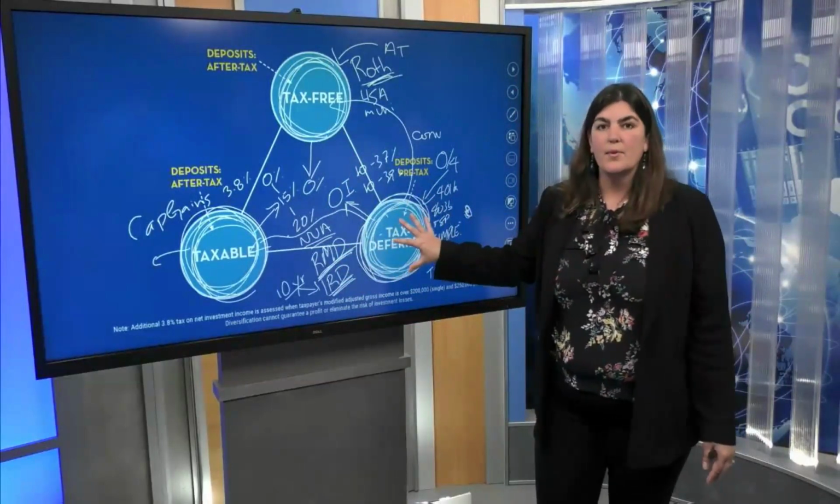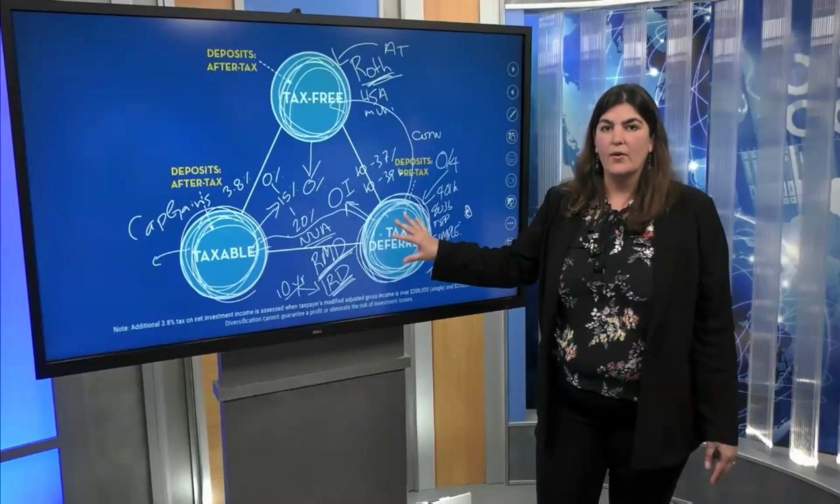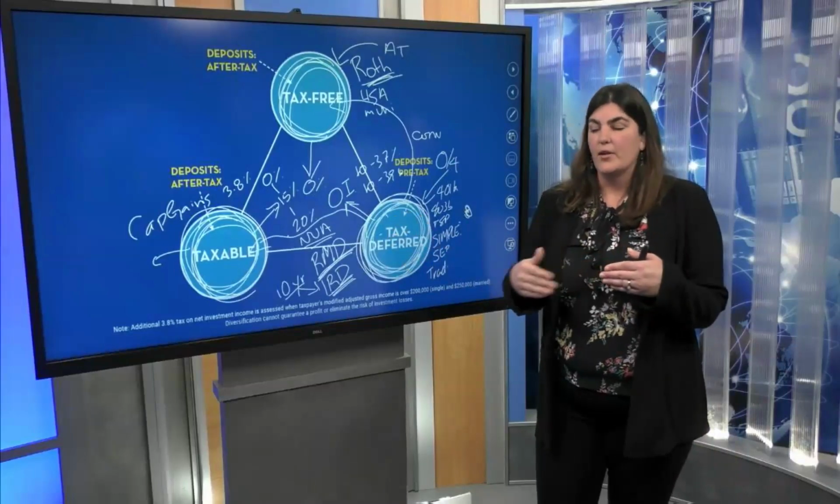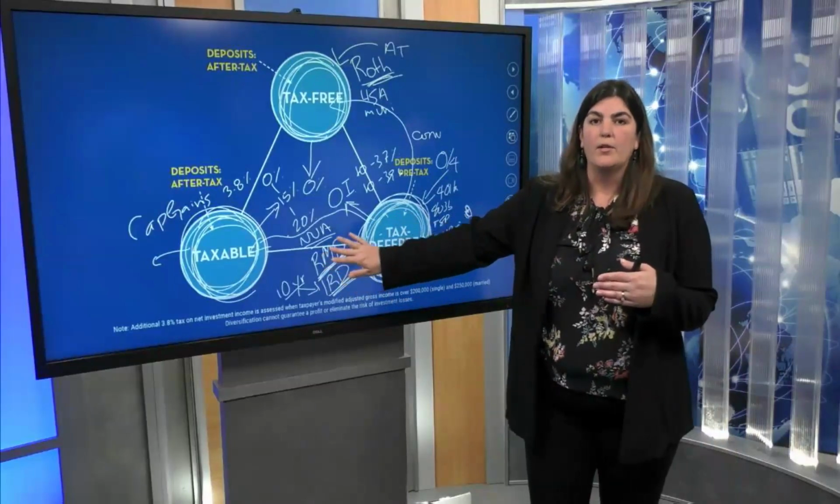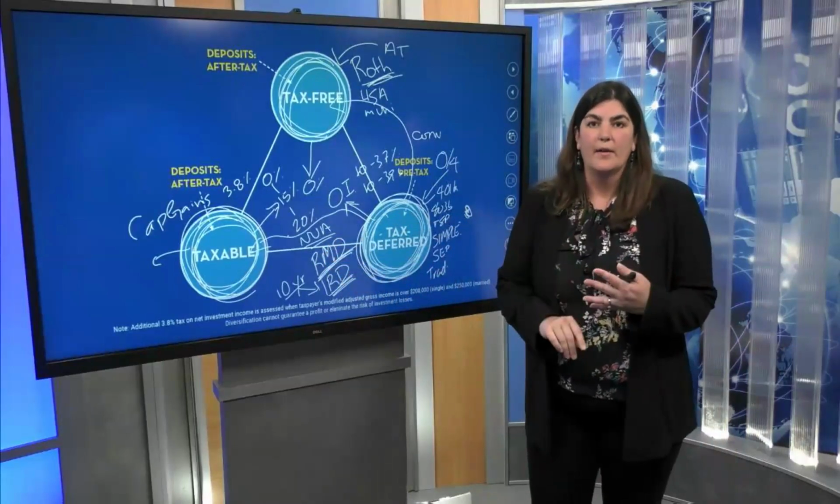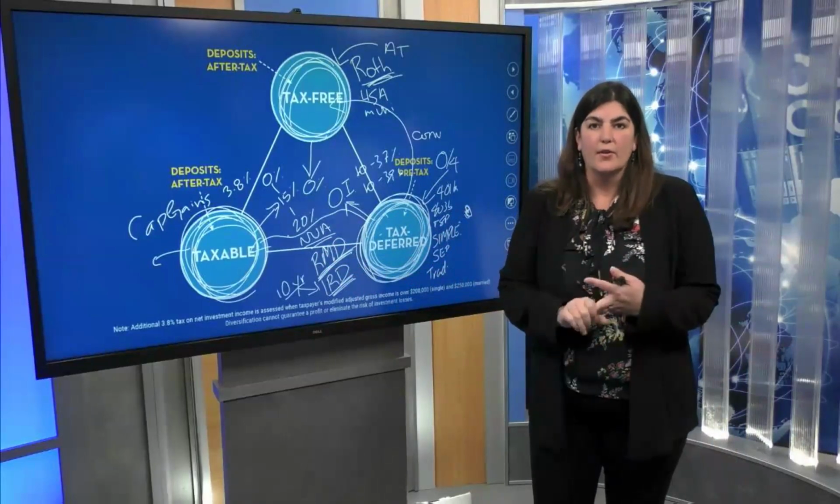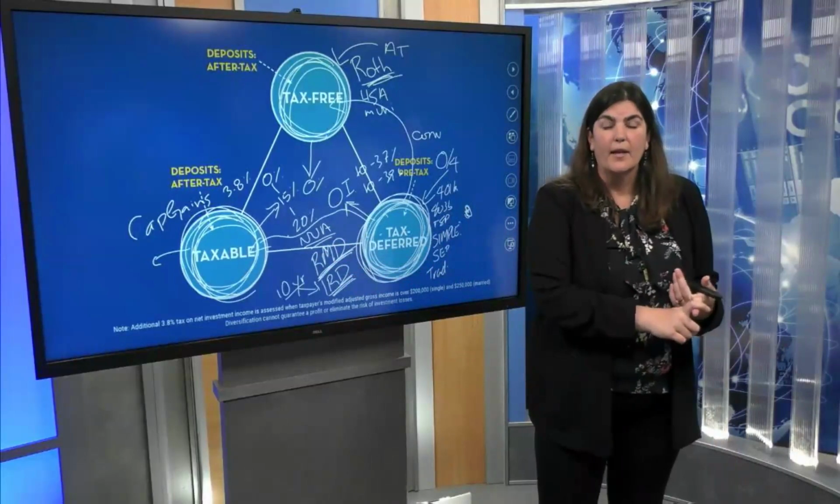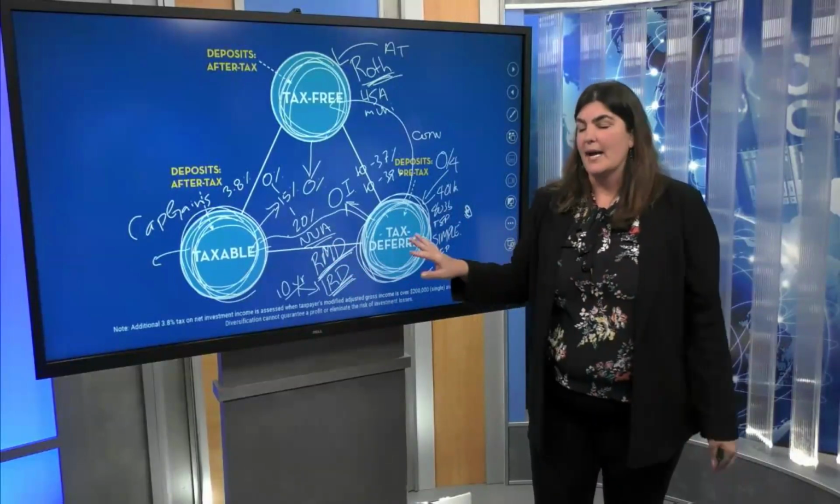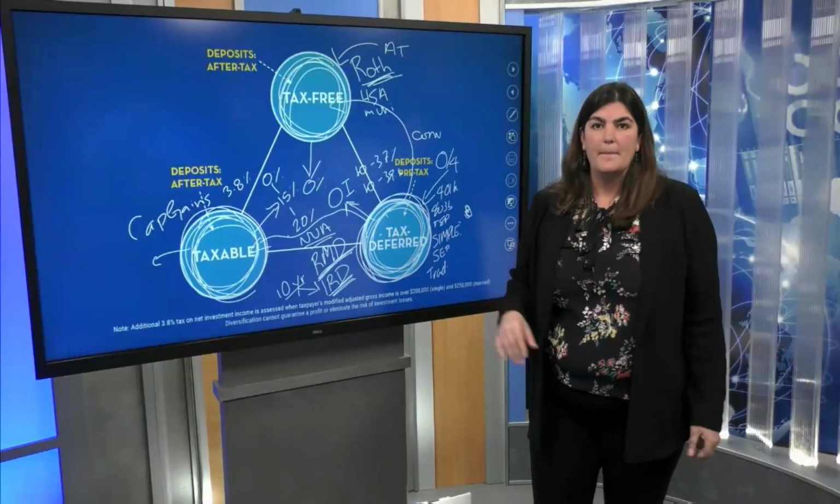So if you've really accumulated a lot of money in this account, then it's possible that your required minimum distributions will be more, when you add in your Social Security and maybe pensions and other sources of income that you have, than what your income was when you were working. And if that happens, then your taxes will be higher in retirement.